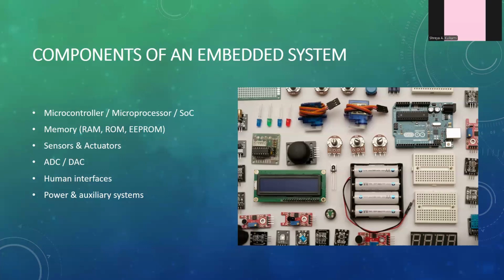Next, we have human interfaces. A matrix keypad could be one example where a human is interacting with the system using some device. For example, buttons. The simplest example could be a button, switch, etc. Then the more complicated examples could be a matrix keypad, etc. Then we have power and auxiliary systems. Power and auxiliary systems are the VCC, ground. These are just the power supply needed to get our embedded system working.